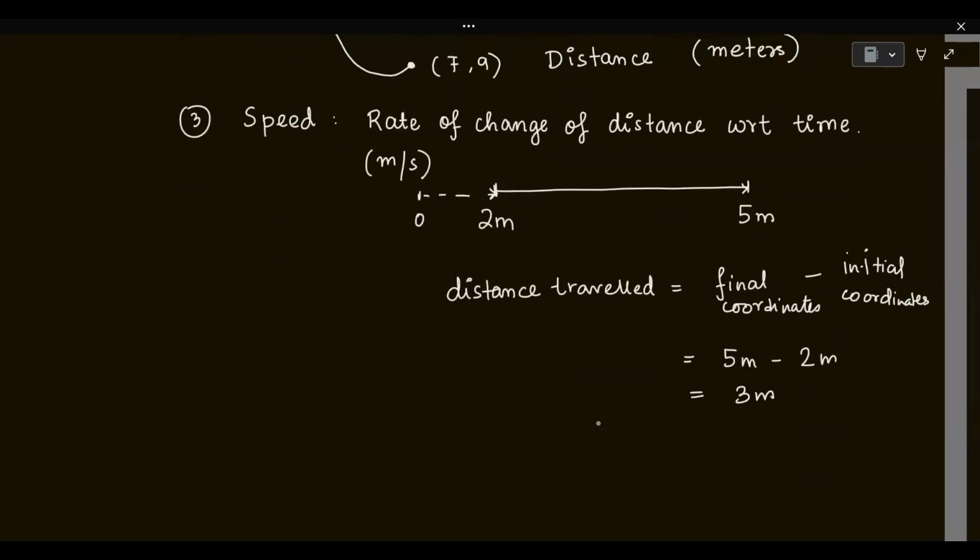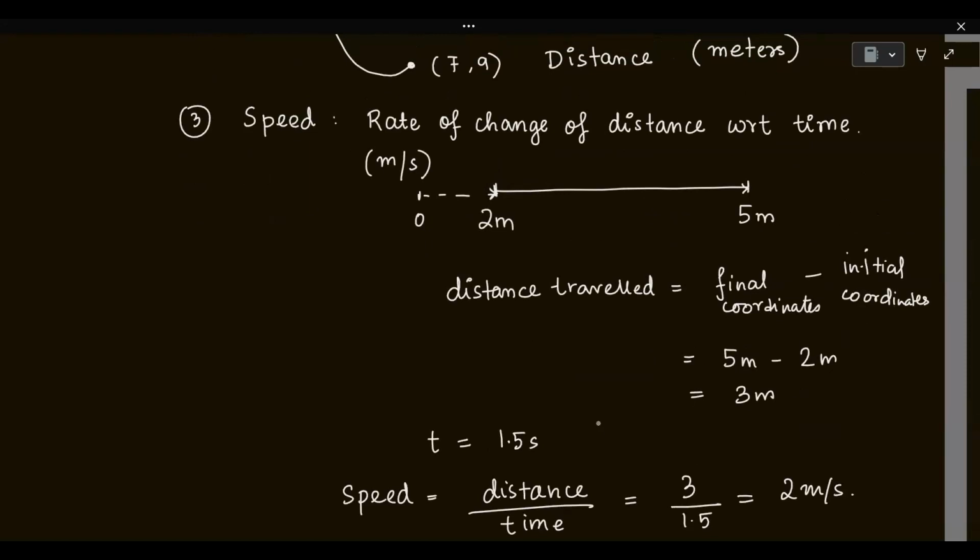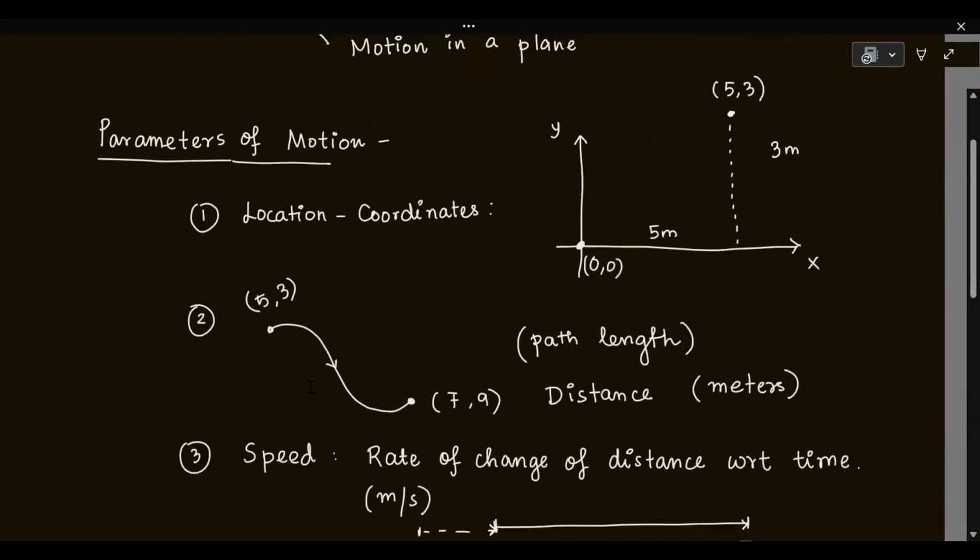Now, if I ask you, this happened in, say, 10 seconds, or let me be very cheeky about this, 1.5 seconds. Let's say this happened in t equal to 1.5 seconds. How would you find out speed? Well, you will say speed is equal to distance by time. I hope everybody knows this from 9th standard, distance by time. So 3 meters divided by 1.5 gives me 2 meters per second. Okay, so this is the basic way to do this. All of these three quantities are scalar quantities.